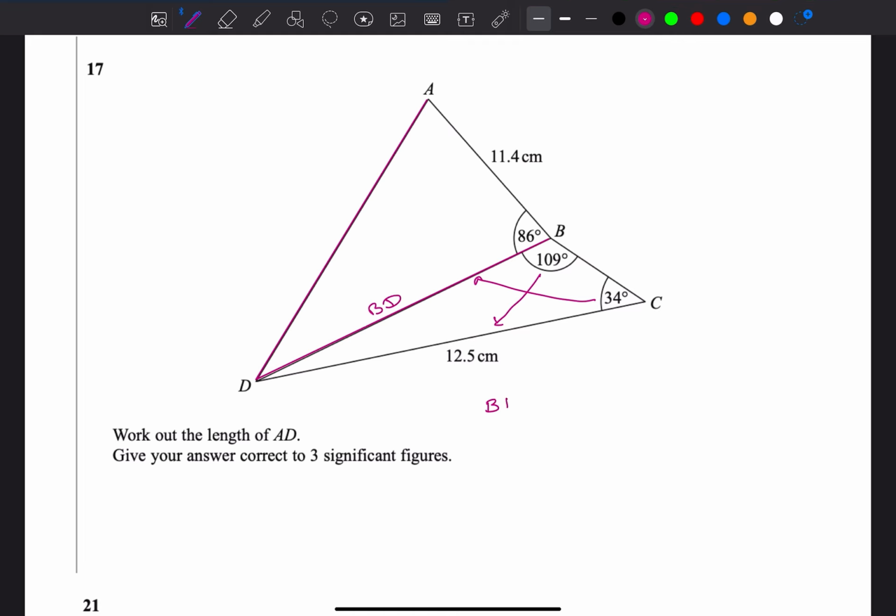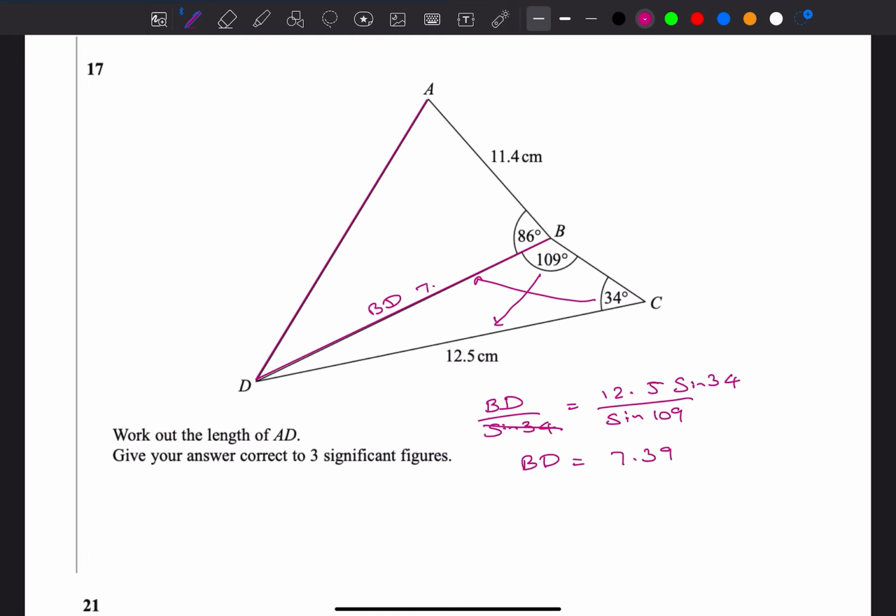So BD over sine 34 equals 12.5 over sine 109. That will go there. Sine 34. BD is 7.39, 2 decimal places I'm doing, okay?